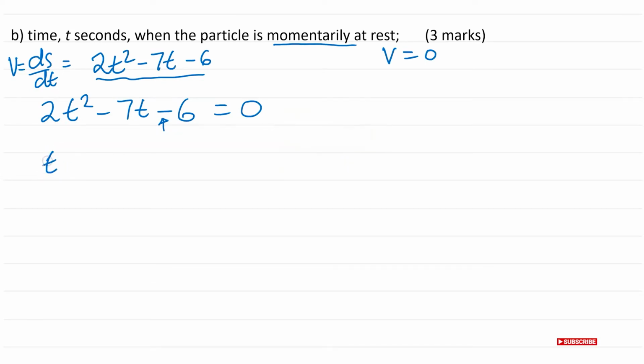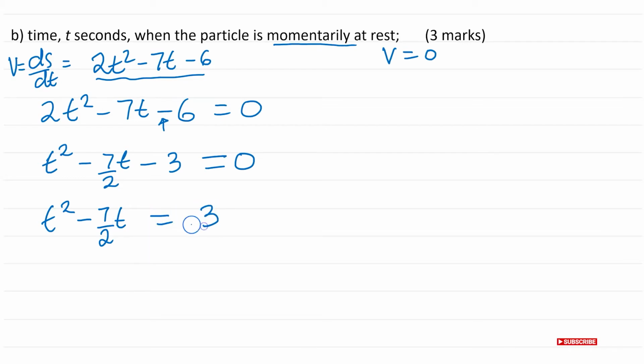So that means I'm going to have t squared here, 2 divided by 2 is 1, minus 7/2 and then I have my t, minus 6 divided by 2 is 3, and that's going to give you equal to 0. Now guys, when I complete the square, I remove the 3 here, the constant, and just place it on the other side. So now I have t squared minus 7 over 2 t equals 3.